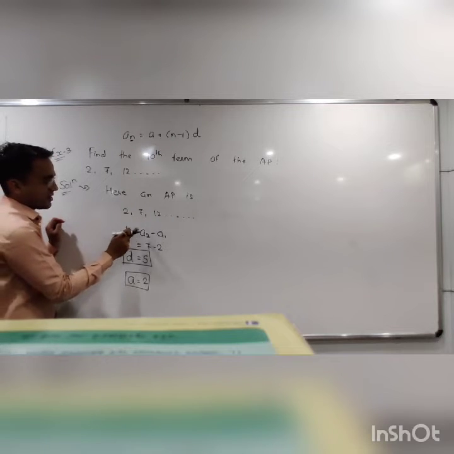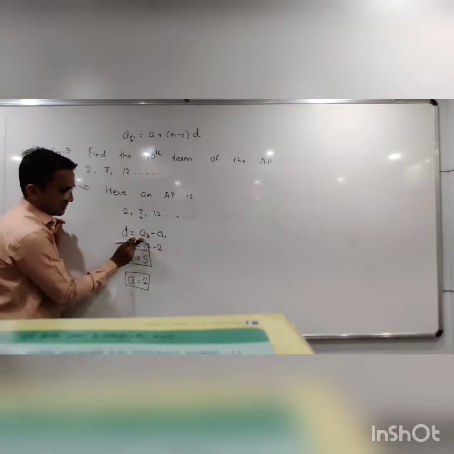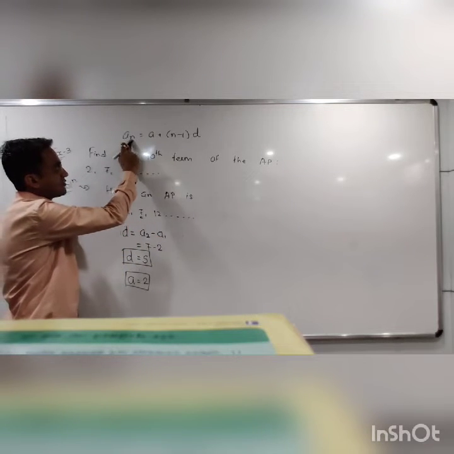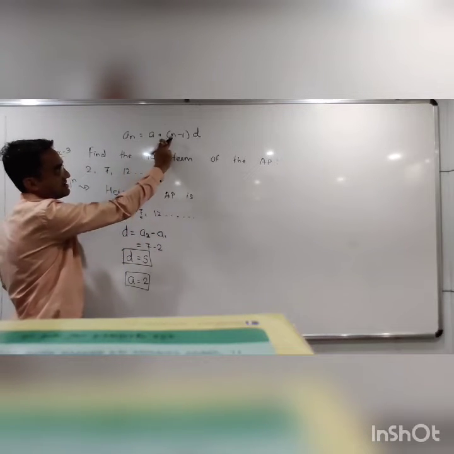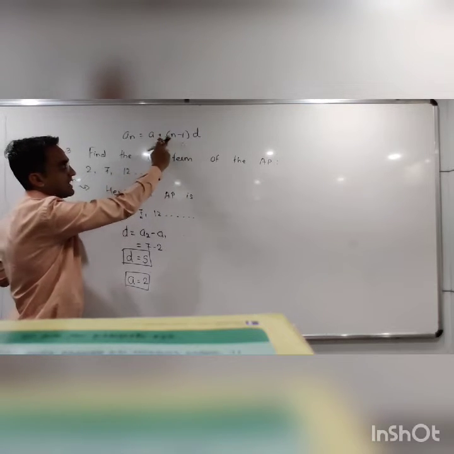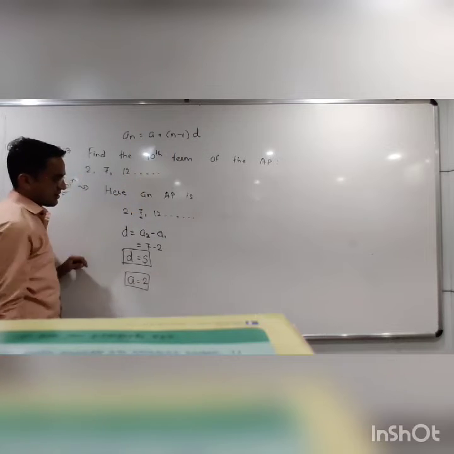If I want to talk about the second term, that means A2, first term A1, third term A3. So here we have to find the 10th term, A10. So n is equal to 10. Clear? A I have, D I have, so I can now find it.